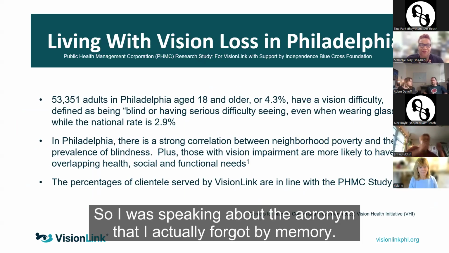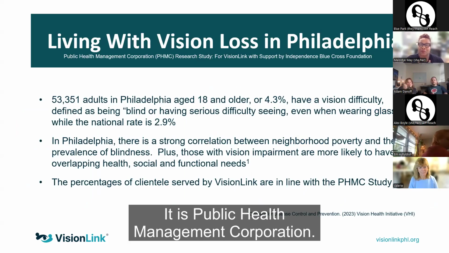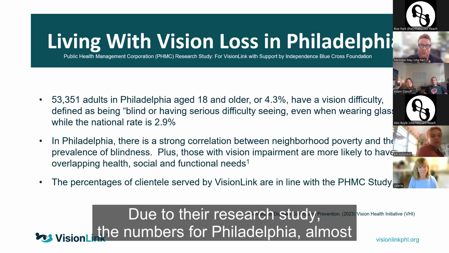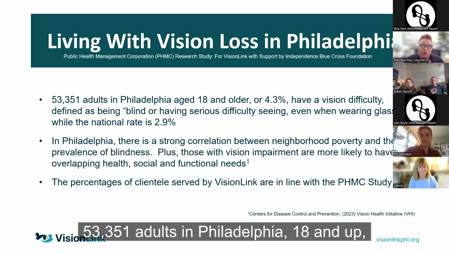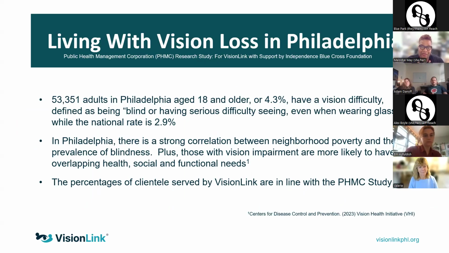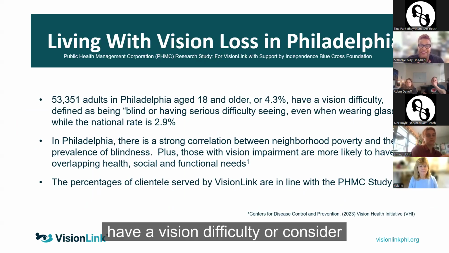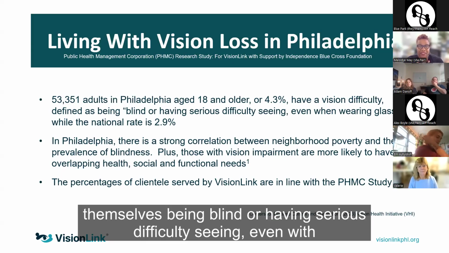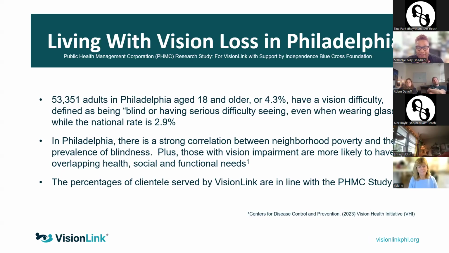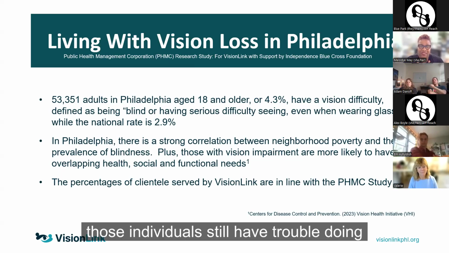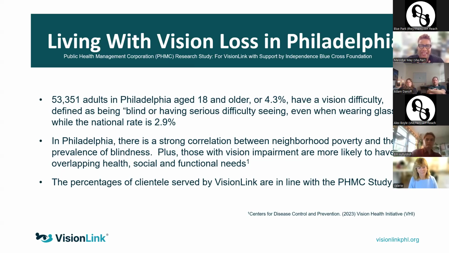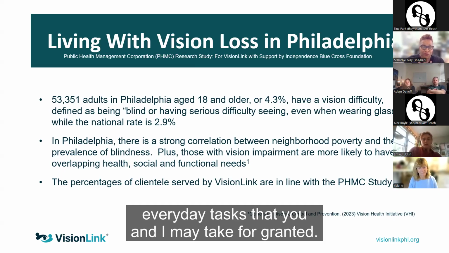So I was speaking about the acronym that I actually forgot by memory. It is Public Health Management Corporation. Due to their research study, the numbers for Philadelphia, almost 53,351 adults in Philadelphia, 18 and up, have a vision difficulty, or consider themselves being blind or having serious difficulty seeing, even with correction. So, even with wearing glasses or contacts, those individuals still have trouble doing everyday tasks that you and I may take for granted.